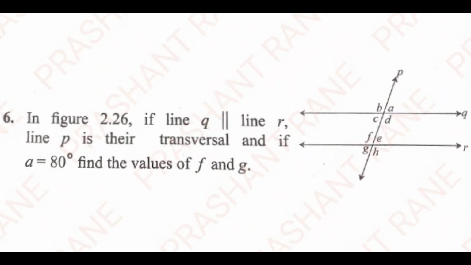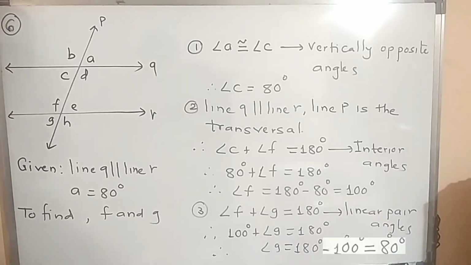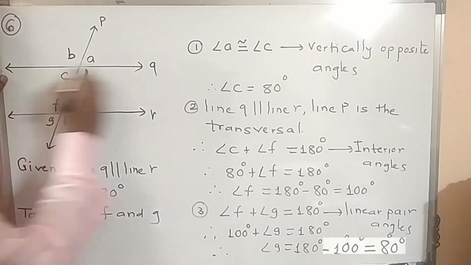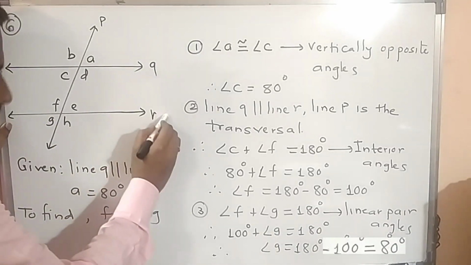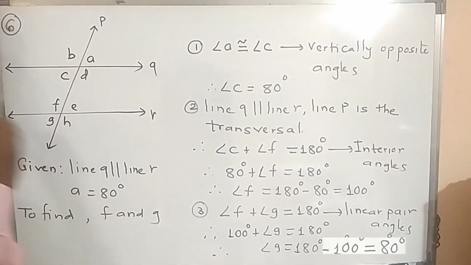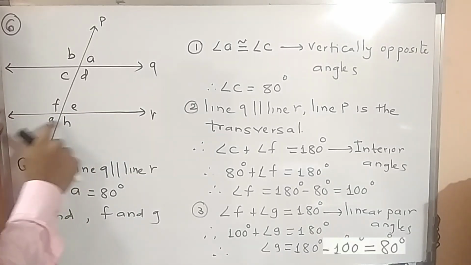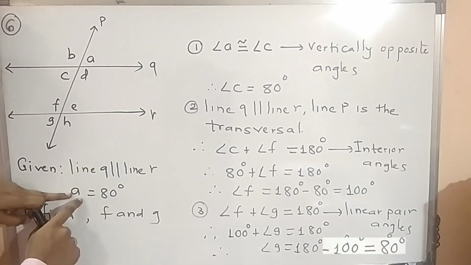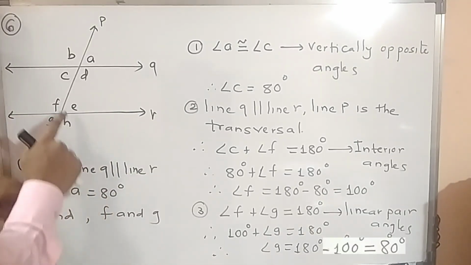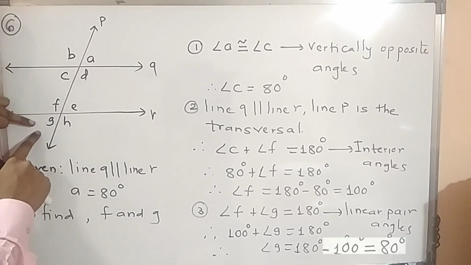Question number 6. In a figure, if line Q is parallel to line R, line P is their transversal, and if A is equal to 80 degrees, find the values of F and G. Line Q is parallel to line R and this line P is the transversal. Angles are given A, B, C, D, E, F, G, H. One more, angle A is given 80 degrees. You are asked to find angle F and angle G.